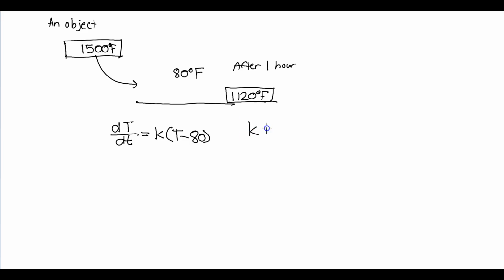Where k is a constant, where k is our constant. Okay, so we want to find out the temperature after 5 hours. Now, what do you do? What we can do is solve the differential equation in terms of T, since we want to find T of t.